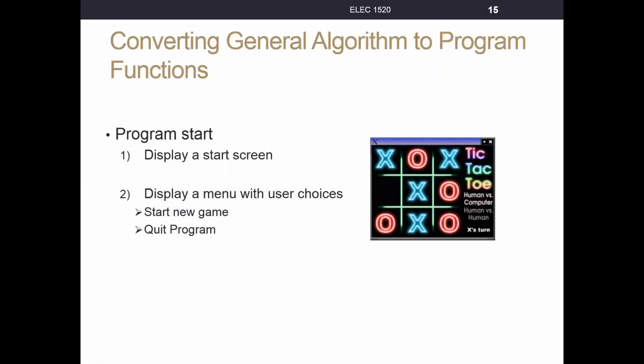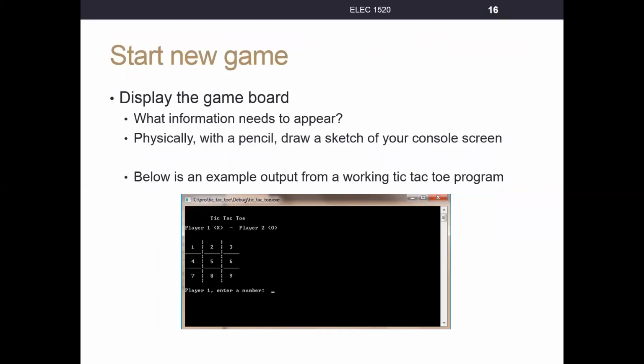And so when our program starts, what we want to do is we'll create some sort of start screen, and then we'll display a menu with user choices, and we'll give the user these 2 choices. Right? And when the user chooses to play a game, we will go ahead and display the game board. So we want to consider, when we display the game board, what information needs to appear.